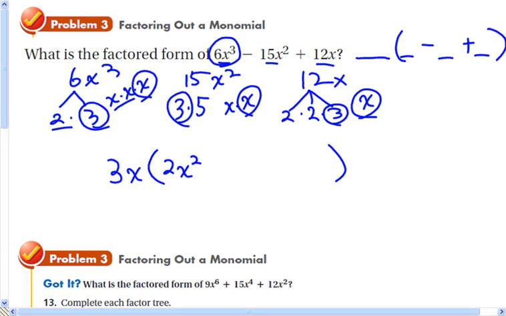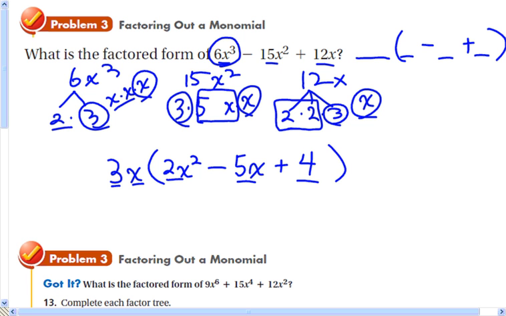It's the leftover factors there. Or you can just think of what number times 3 is equal to 6, and what number times x is equal to x to the third. All right, so then we have a minus, and what's left? After we factor out the 3x, we're left with a 5 and an x there. And in this last term, after we factor out a 3x, we're left with 2 times 2, which is 4. And that's considered factored form because these three terms have no factors in common anymore.